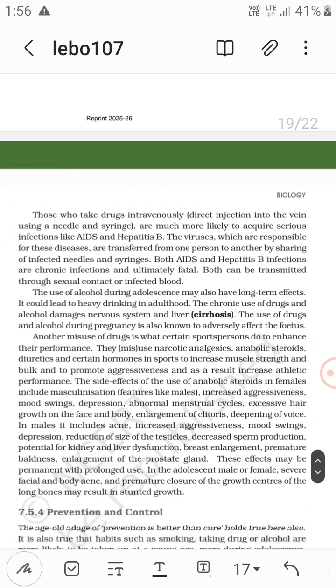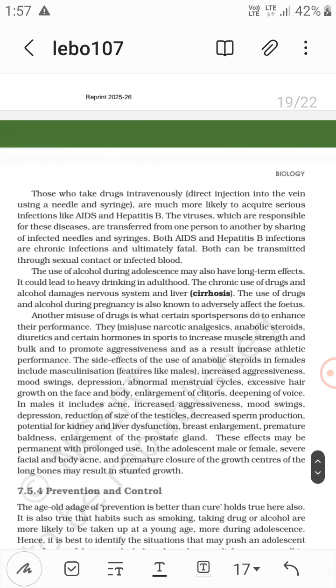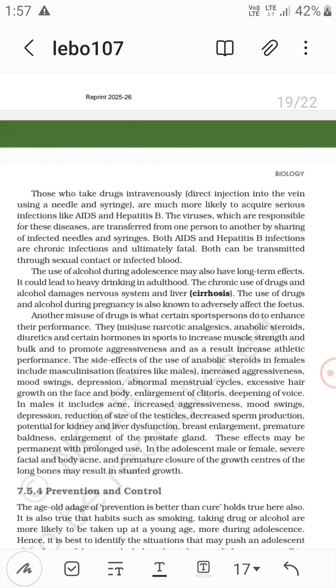The use of alcohol during adolescence may also have long-term effects. It could lead to heavy drinking in adulthood. The chronic use of drugs and alcohol damages the nervous system and liver, that is cirrhosis. The use of drugs and alcohol during pregnancy is also known to adversely affect the fetus.